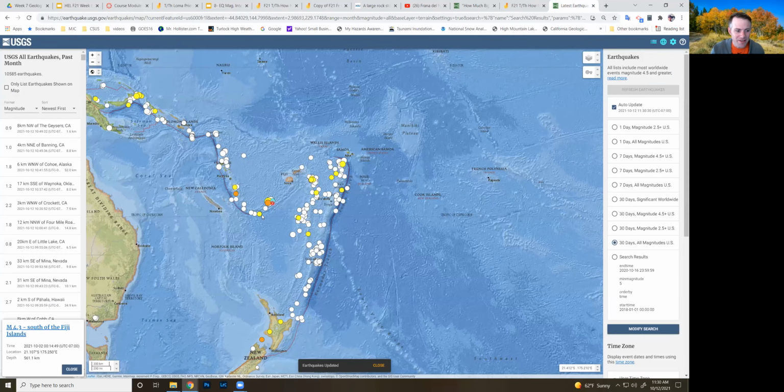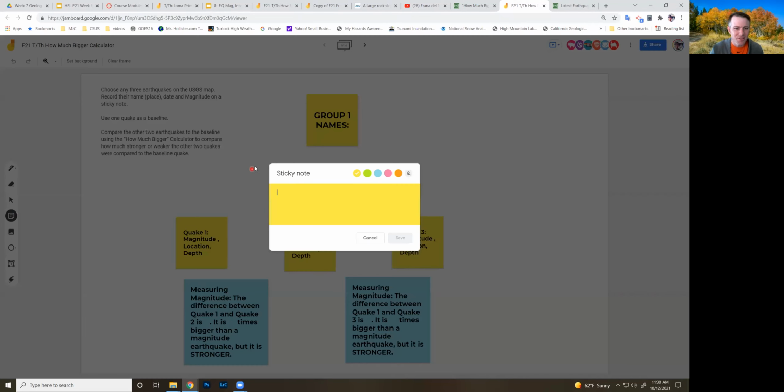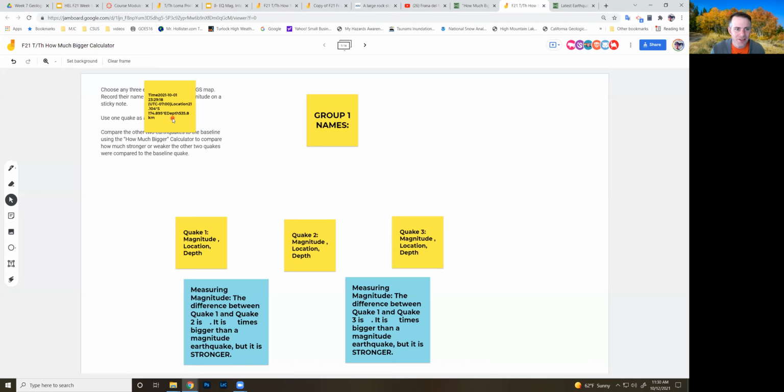If you just click on these, like if you click on that, where'd it go? There we go. If you click on it, you can just highlight all of this stuff right here in the bottom left, and copy this. And then if you go back into your Jamboard like this, on your sticky note, hit paste. Oh, look at that. It just pastes everything right there.